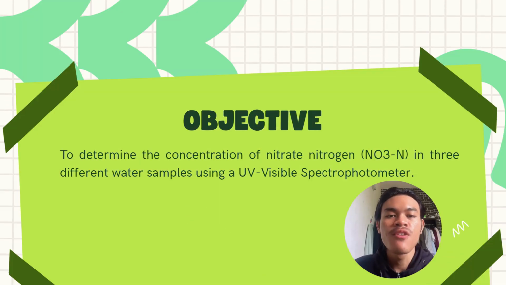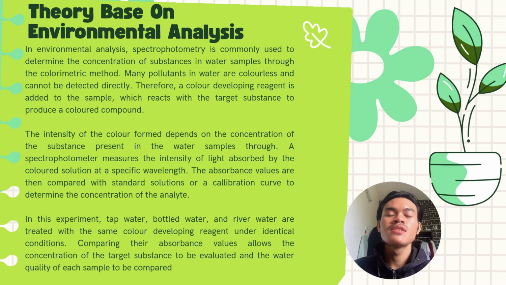So the main objective of this experiment is to determine the concentration of nitrate nitrogen in 3 different water samples using a UV visible spectrophotometer. In environmental analysis, spectrophotometry is commonly used to determine the concentration of substances in water samples through the colorimetric method.